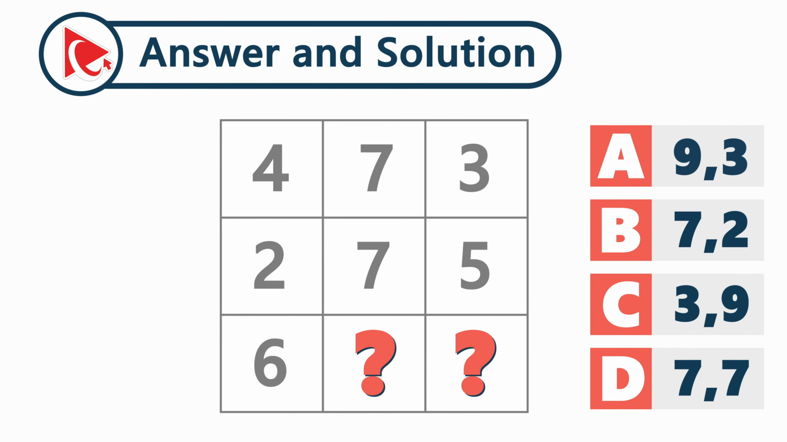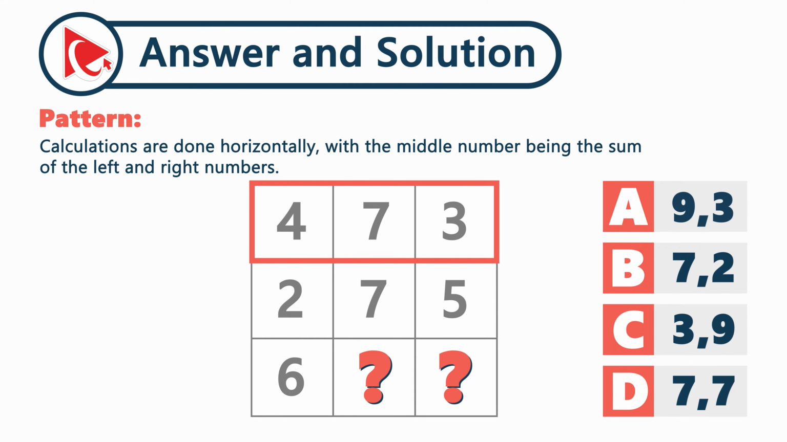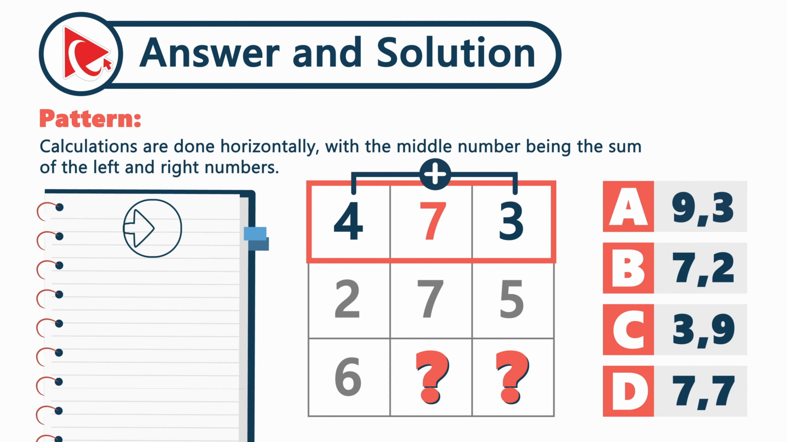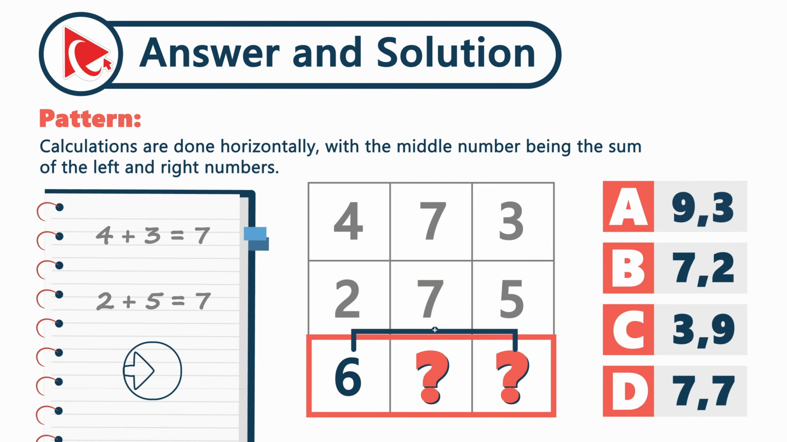If you try to do that, you might notice that calculations here are done horizontally, with the middle number being the sum of the left and right numbers. Let's look at the example. First row calculations would be 4 plus 3 equals 7. The second row calculations would be 2 plus 5 equals 7 again. And the only choice that would match the third row would be numbers 9 and 3. 6 plus 3 equals 9.